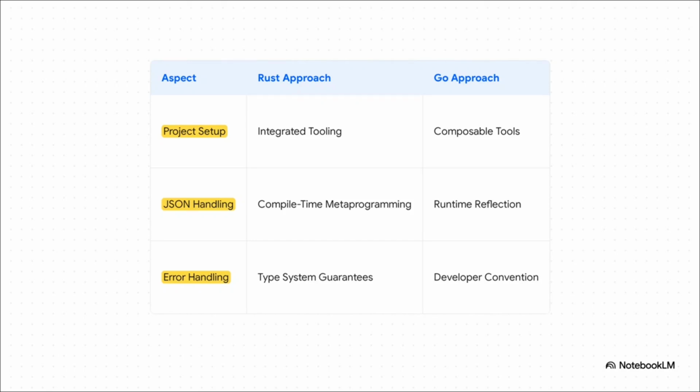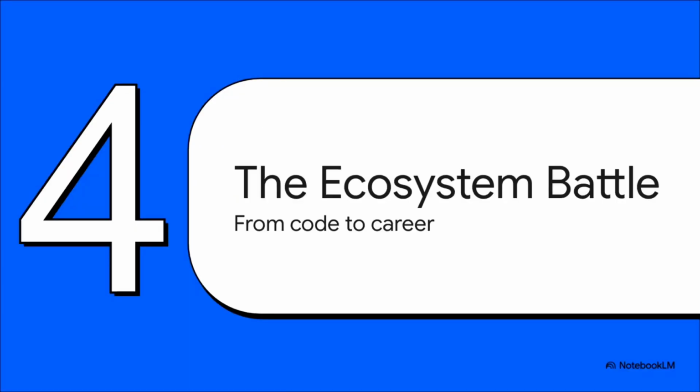Rust gives you this integrated tooling, this incredible compile time power, and these guarantees from the type system. It's all about building a powerful, safe system that catches your mistakes before you can even run the code. Go, on the other hand, is all about simple, composable tools, runtime simplicity, and developer convention. It really boils down to this. Rust puts its trust in the compiler to enforce correctness, while Go puts its trust in the developer to write clear, simple code.